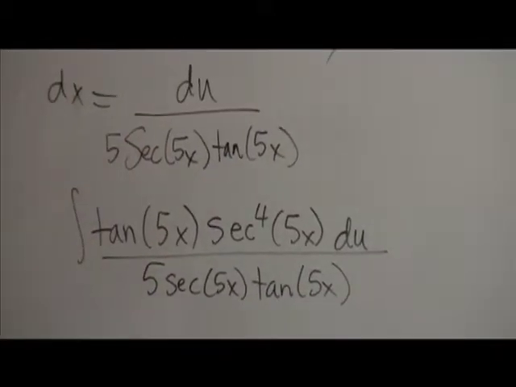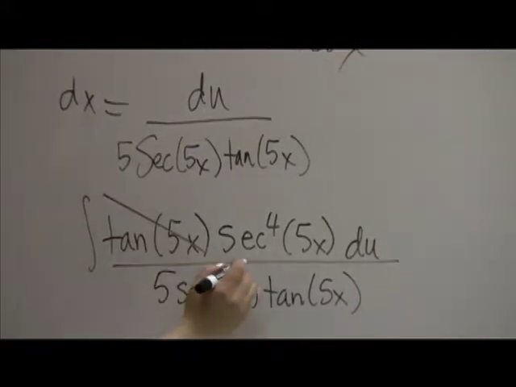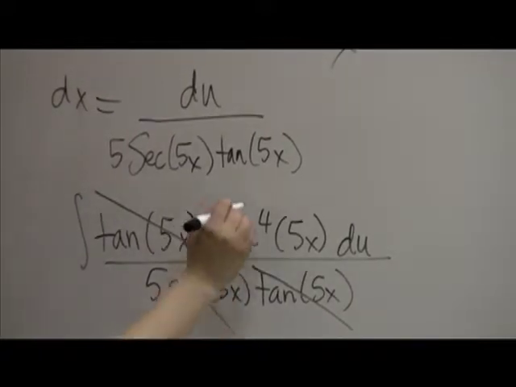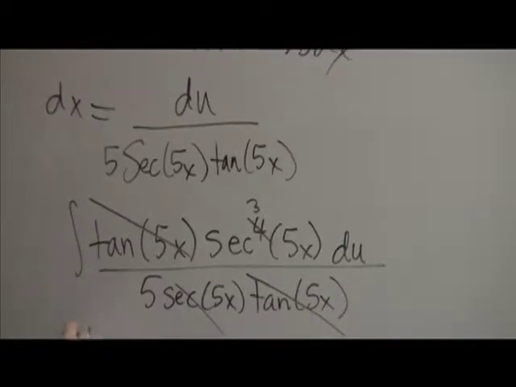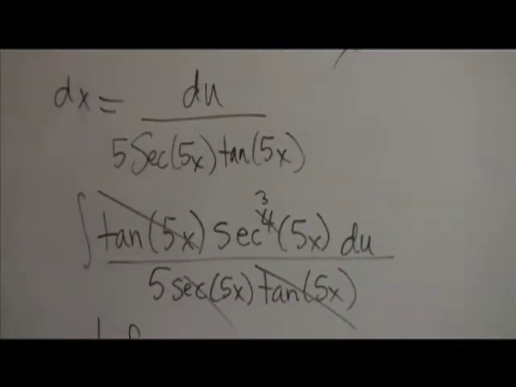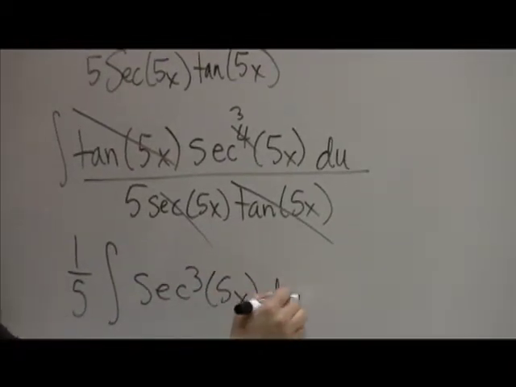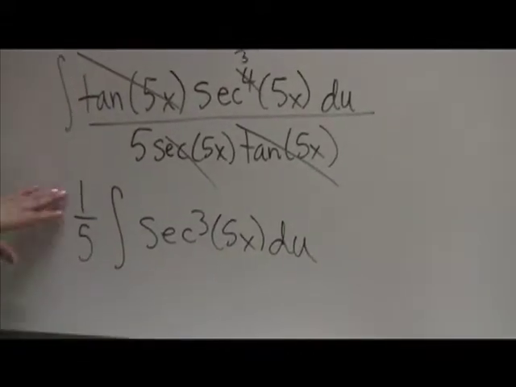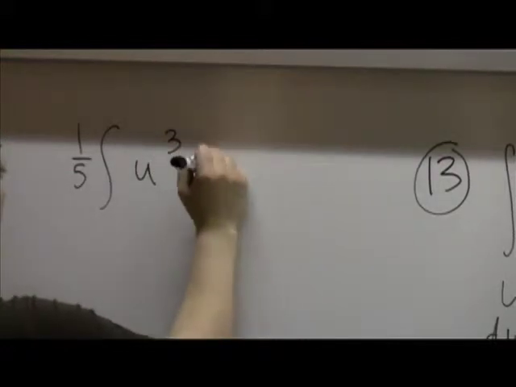Maybe, maybe not. Okay, I'm going to cancel out what I can. The tangent cancels. One of the secants cancels. Then I have 1/5 the integral of secant cubed 5x du. I need everything in terms of u. I'm going to write this as a 1/5, my u is secant, u cubed du.